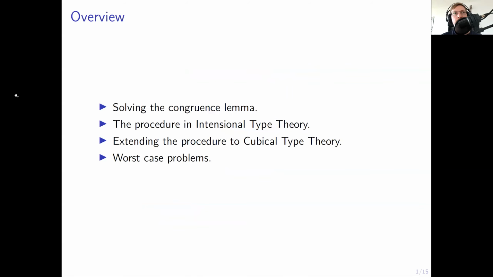So my plan for this presentation is to first tell you about this congruence lemma, which is a key lemma needed to implement the procedure. Next, I'll tell you very briefly how the procedure works in intensional type theory. And next, I will extend this to cubical type theory. And lastly, I will show you which sort of problems behave the worst for this procedure.